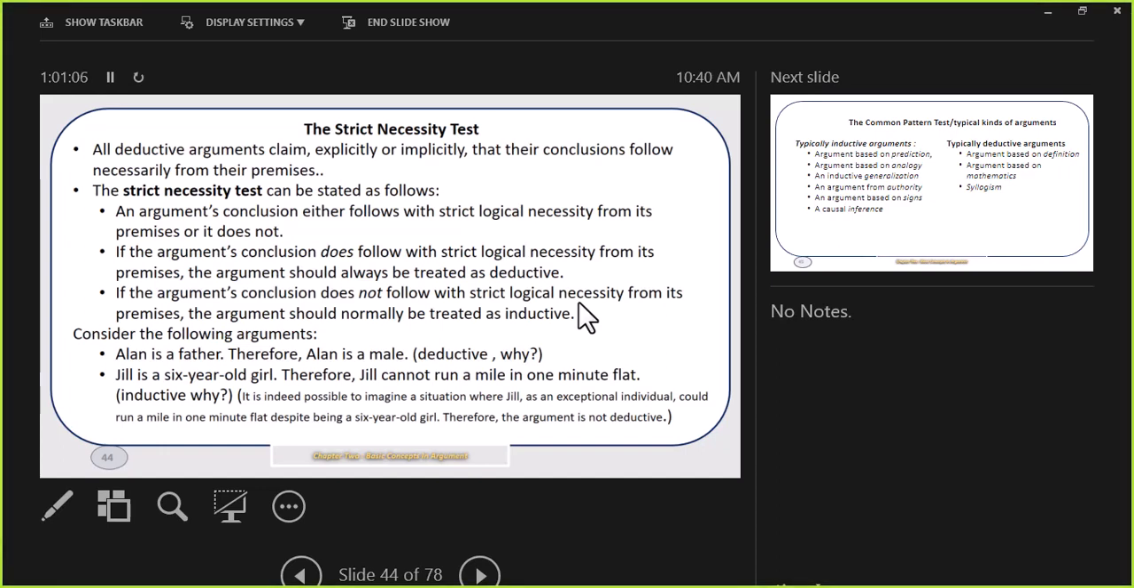Look at the example. Alan is a father, therefore Alan is a male. Jill is a 6 year old girl, therefore Jill cannot run a mile in 1 minute. Which one is inductive and which one is deductive, and why?